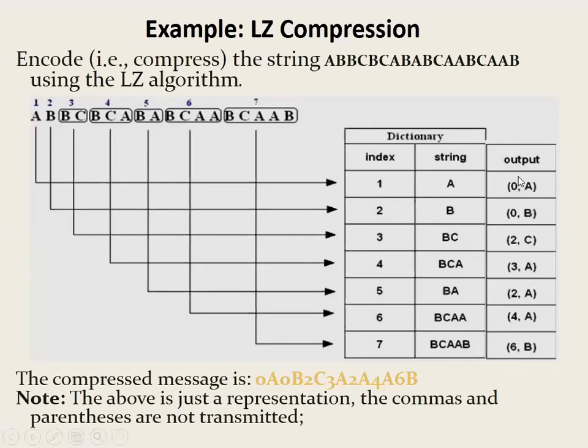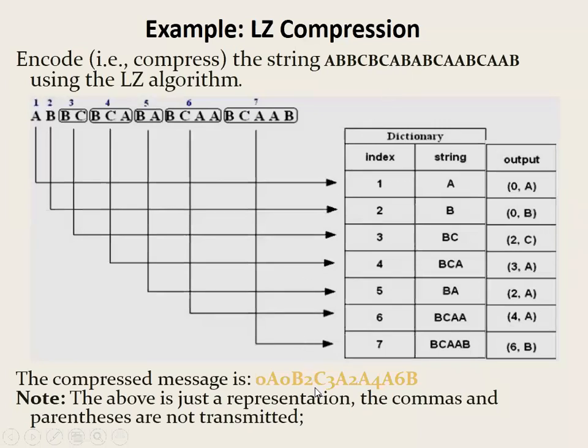Now this is the output generated by Lempel-Ziv compression. In place of the given string, the compressed data is saving 0A, 0B, 2C, 3A, 2A, 4A, and 6B. So 0A, 0B, 2C, 3A, 2A, 4A and 6B is taken as a compressed output of the given string ABBCBCABB.